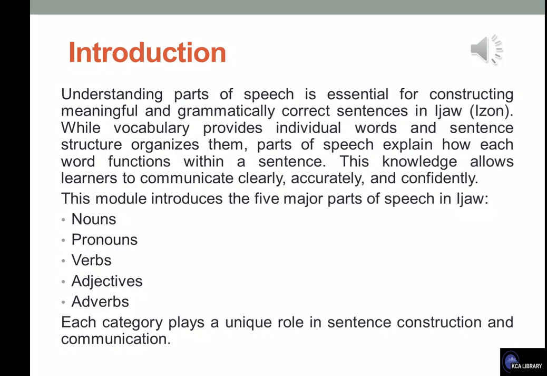This module introduces the 5 major parts of speech in Ijaw: nouns, pronouns, verbs, adjectives, and adverbs. Each of these categories plays a distinct and important role in sentence construction and overall communication. Mastery of these components helps learners form correct sentences and express ideas more effectively in both spoken and written Ijaw.